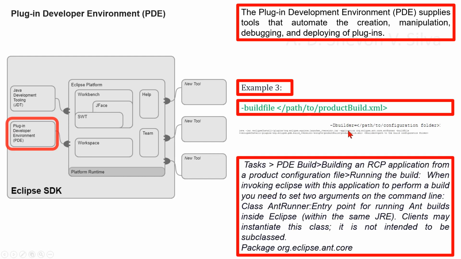Now we are considering running the build, building an RCP application from a product configuration file with PDE built-in tasks. When invoking Eclipse with this application to perform the build, you need to set two arguments on the command line. The class AntRunner is the entry point for running an Ant build inside Eclipse within the same JRE. Clients may instantiate this class. It is not intended to be subclassed.